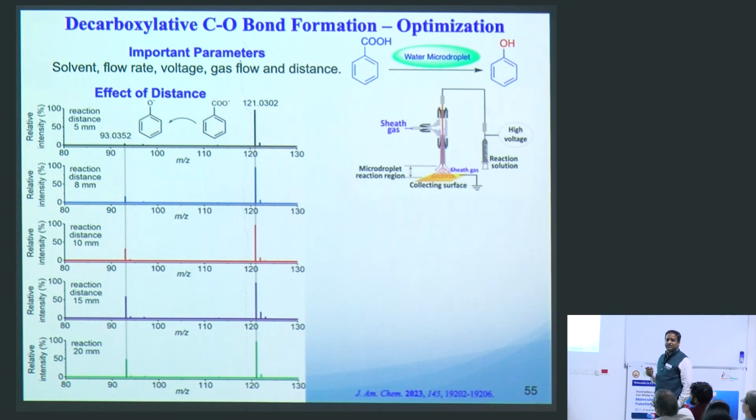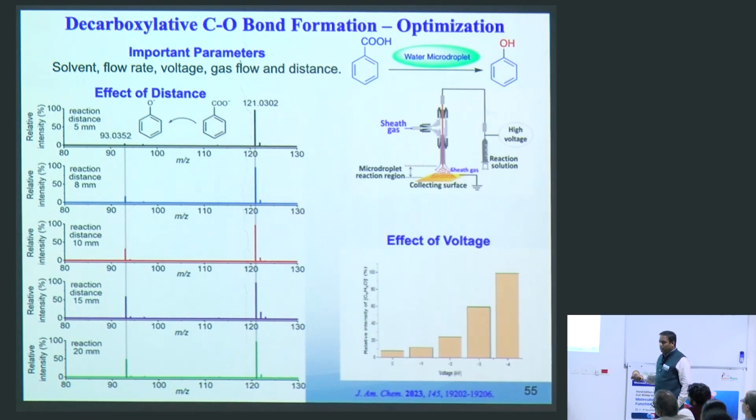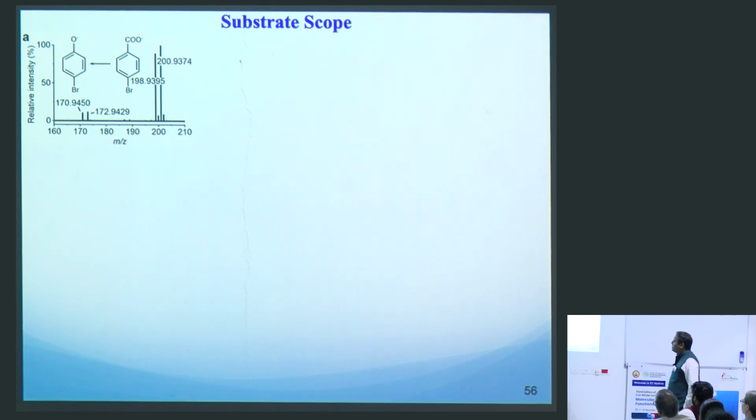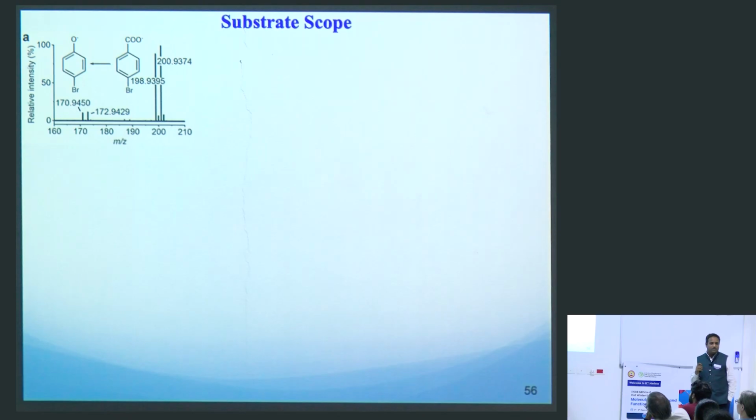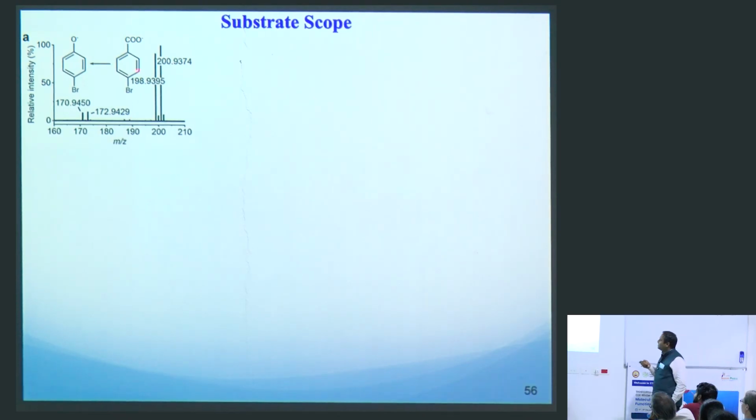The intensity has been increased. Also by varying the voltage, we found 4 kilovolt. When we apply minus 4 kilovolt, we are able to get more compound formation. So not only the phenol, we also did it using 4-bromobenzoic acid, decarboxylation occurred, and then the phenolic compound has been formed. So if you look here, we have M and M plus 2 with equal intensity, which tells that what? Any idea in mass spectrum? Hope some of you do.